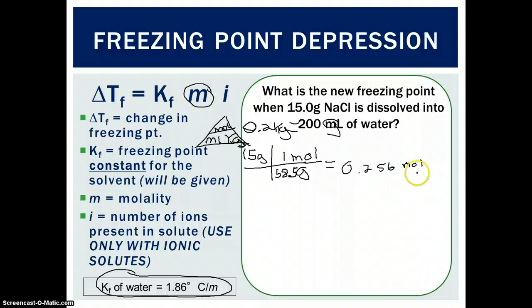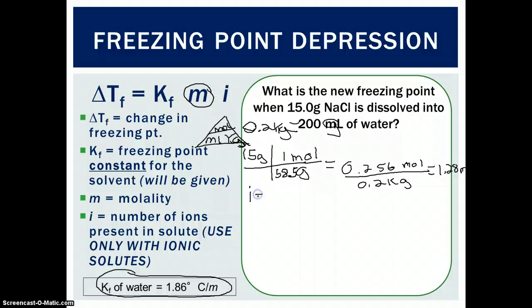Okay, so now I have moles and I have kilograms. I can find molality. I cover up the M, I see molality is moles divided by kilograms. So I take my moles from here and I divide by my kilograms. I end up with a 1.28 molal solution. Okay, so now I have molality. I need my number of ions.